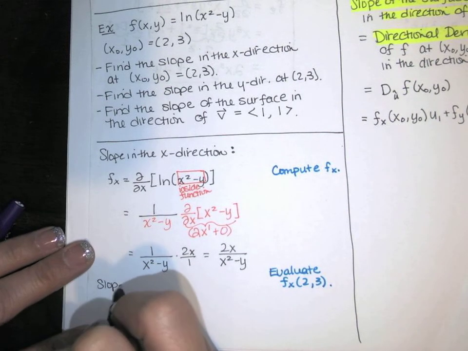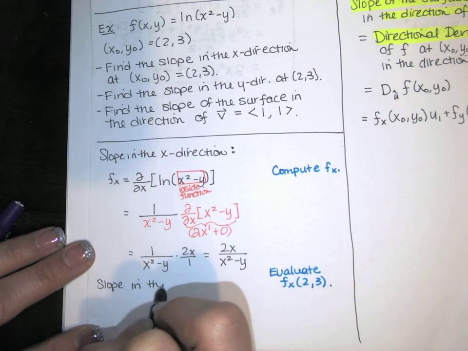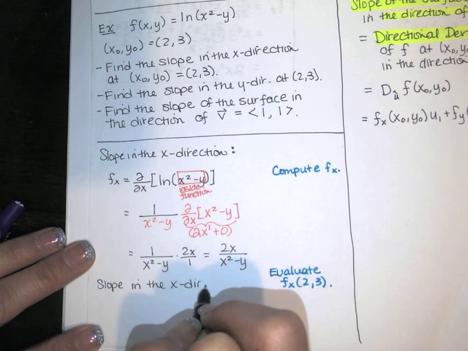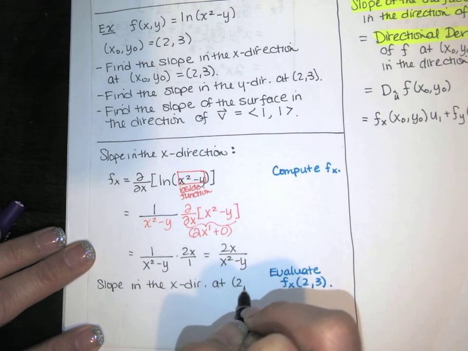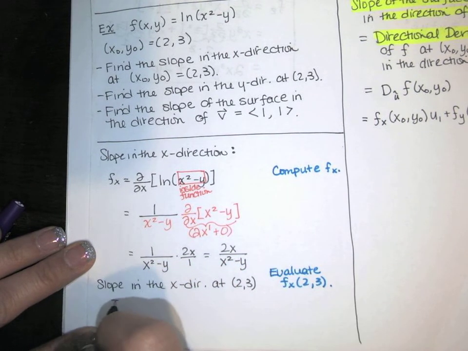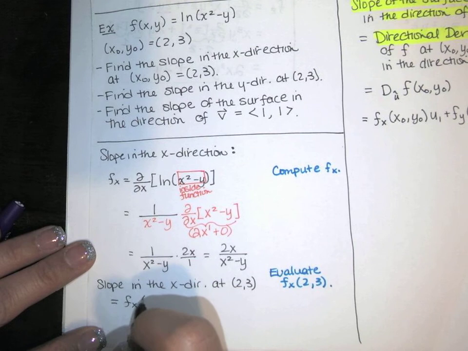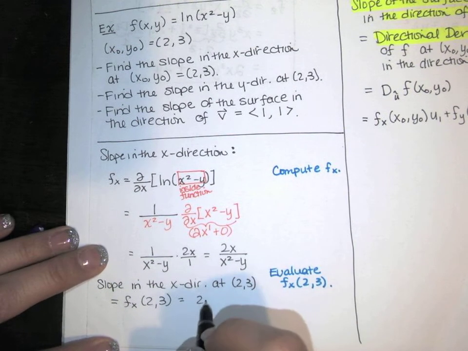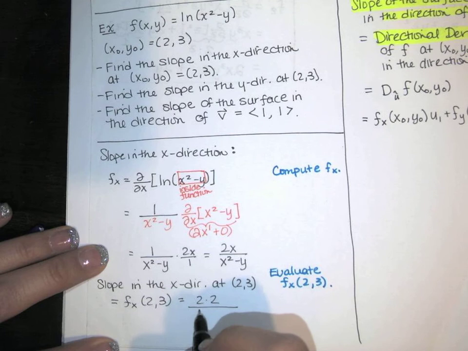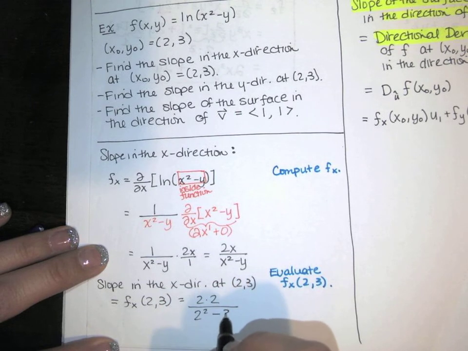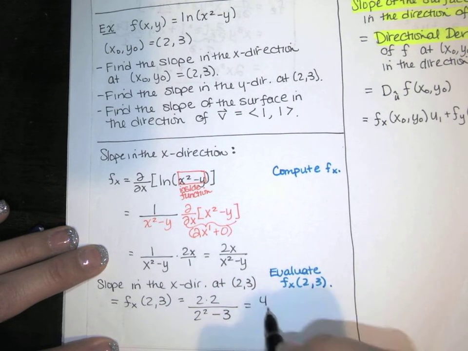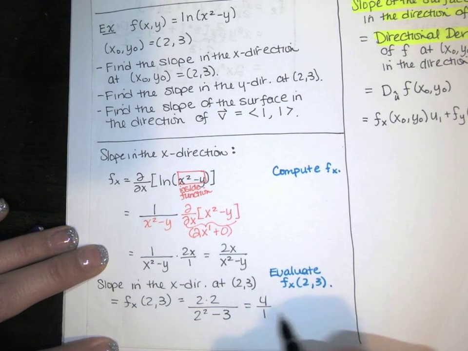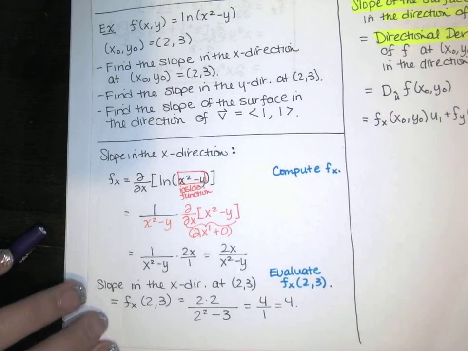So we'll say slope in the x direction at x equals 2, y equals 3 is equal to this partial of f with respect to x at 2, 3. So I replace my x with a 2. I replace my y with a 3. 2 times 2 is 4. 4 minus 3 is 1. So the slope in the x direction is 4.